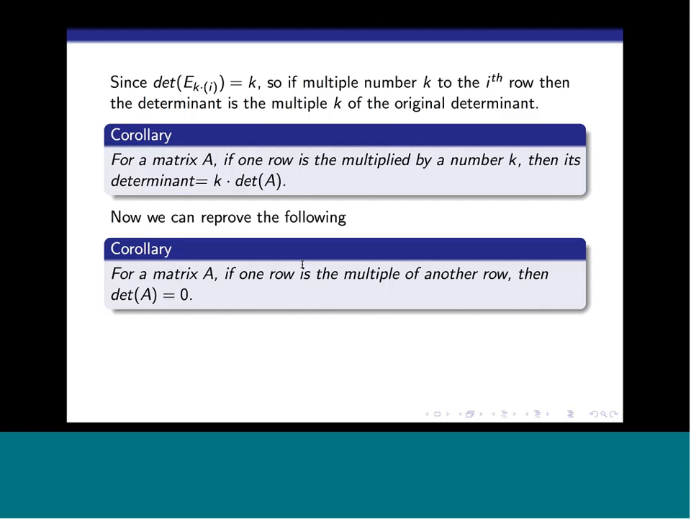Okay, next one is the determinant of k times the ith row equals k times the determinant. Okay, this one, K is actually allowed to be 0 by the way. If K is multiplied to the ith row, then the whole determinant is K times the determinant of the original matrix. That's obvious.